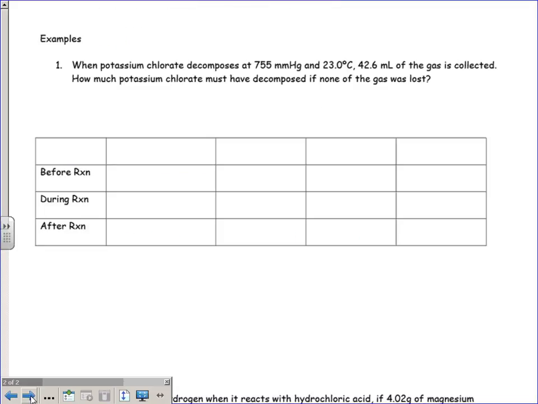So the first example, potassium chlorate is decomposing. So the first thing we should do is write the equation for the decomposition of potassium chlorate. We know that metal chlorates will decompose into metal chlorides and oxygen gas. Let's see, this balances with a 3 here, 2, and 2.